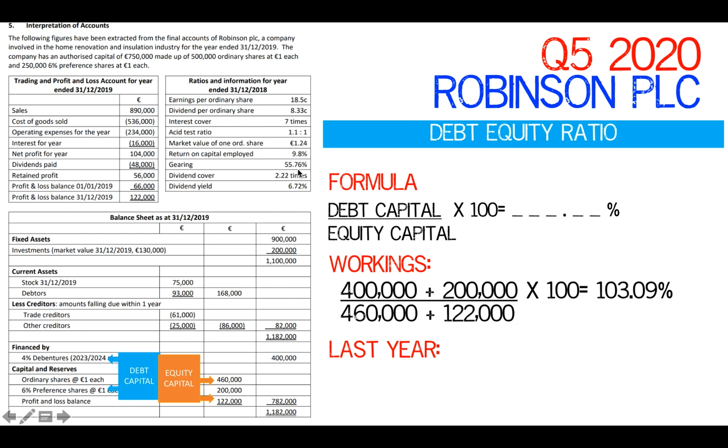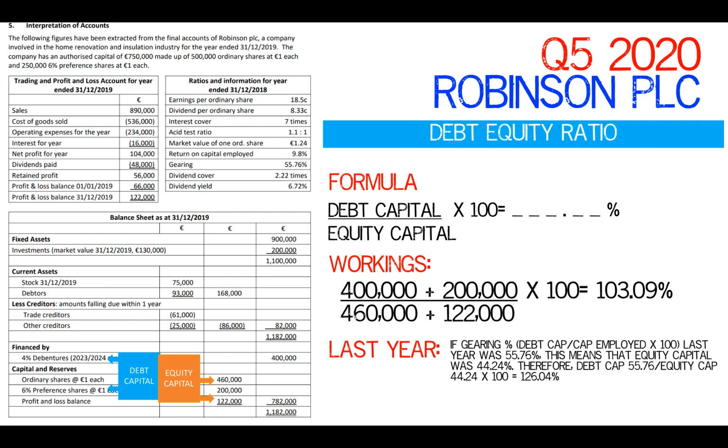But if you took a look at the gearing from last year, that is 55.76%, okay? So therefore, that would mean that the equity capital, if this is the debt capital over capital employed, is 55.76, that means that the equity capital would be 44.24. And so if we put that into our formula, 55.76 divided by 44.24, we would get 126.04%, which would make sense because then that is a positive trend. So the debt capital is less now this year.